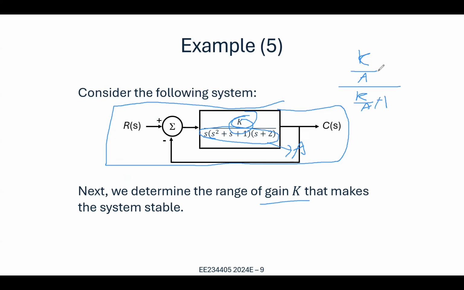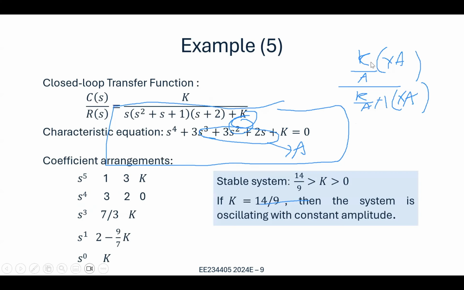So if you want to simplify this, you can multiply both sides by A. So you have K per A divided by K per A plus 1, times A. So you have K on top, and this is K plus A, right? Where A is the entire denominator of the feed-forward transfer function.